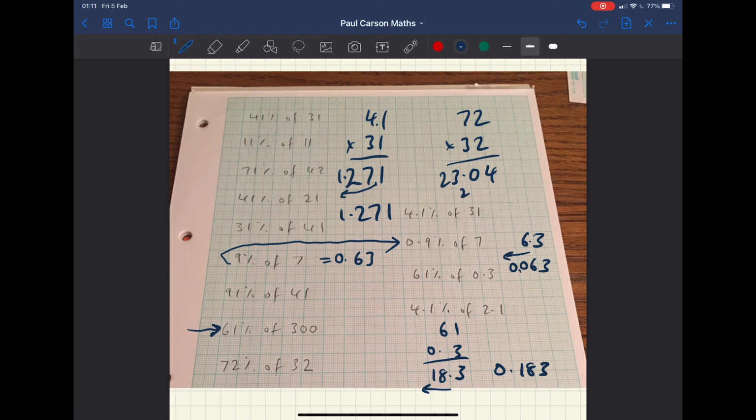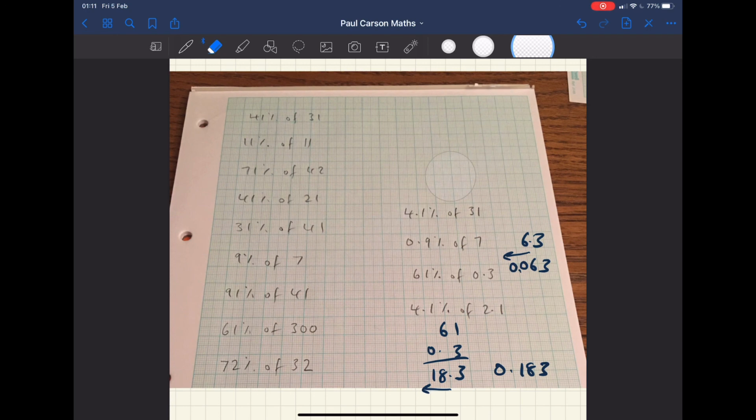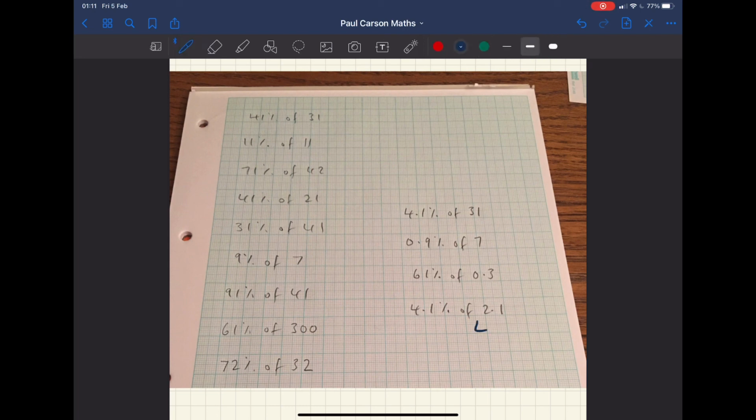So let me just get rid of everything because it's getting a bit messy here. 4.1% of 2.1. I'm just going to do 41 times 21, which we've already seen. So that's 168. 2 decimal places is 8.61. Divide that by 100. It's going to go 2 to the left, so it's going to become 0.0861. So the decimal point went from there to there.